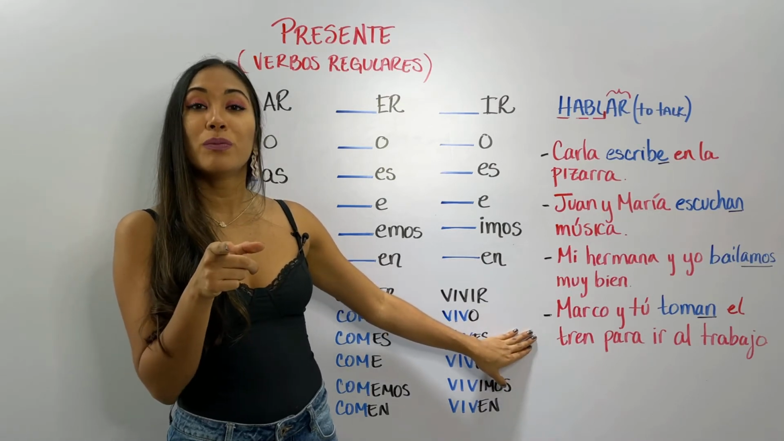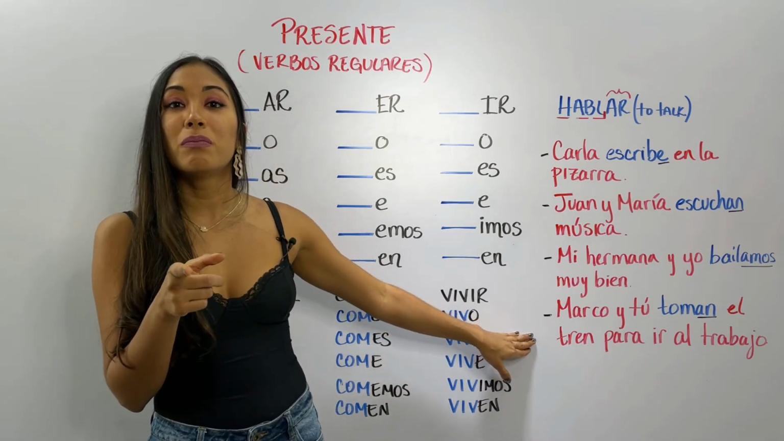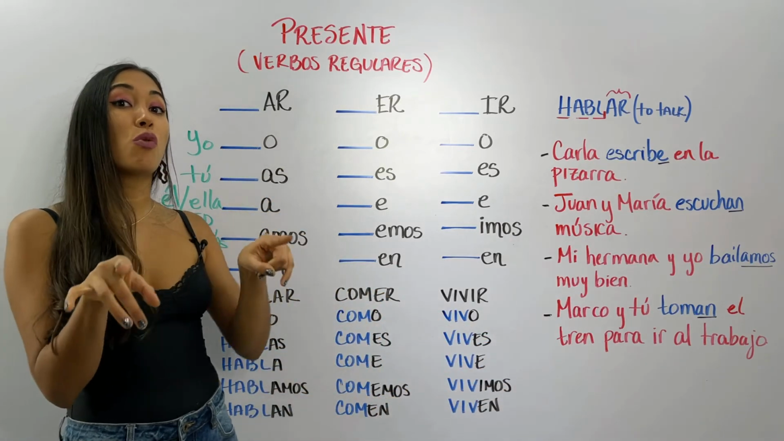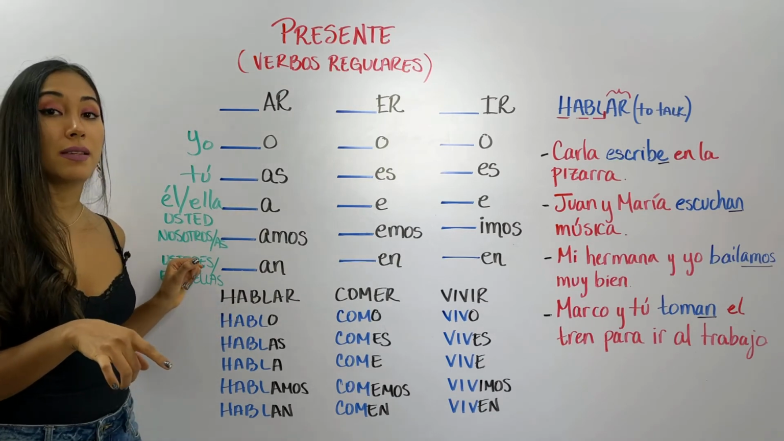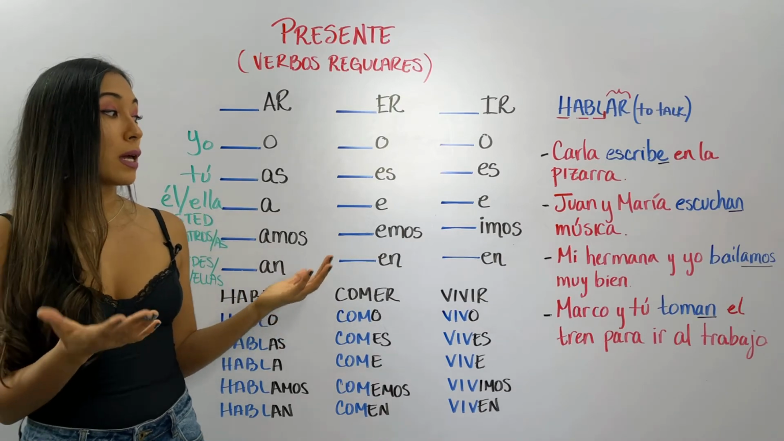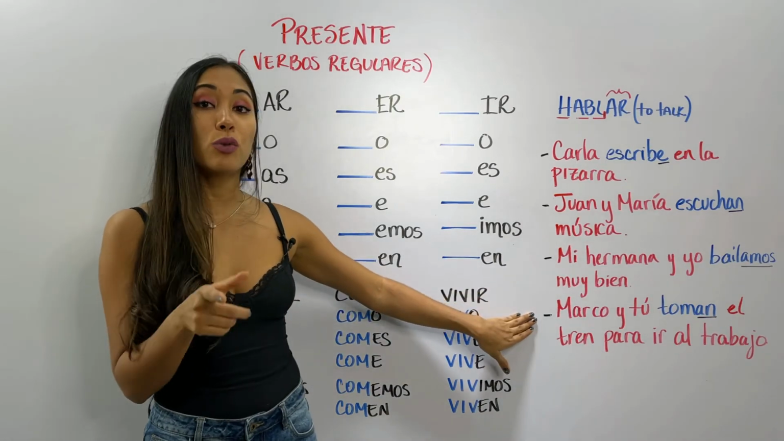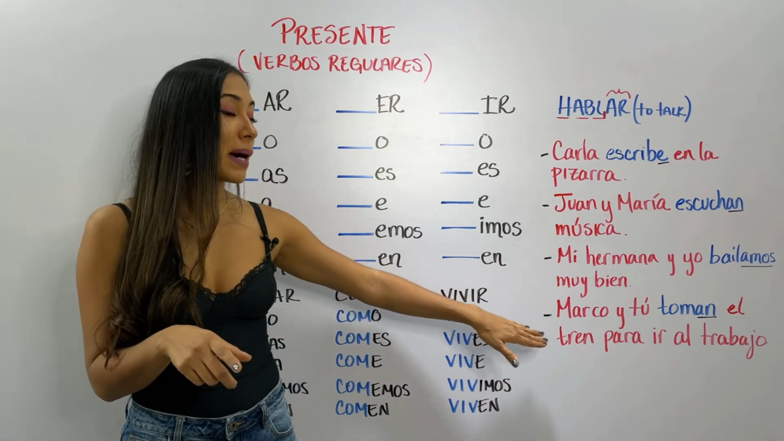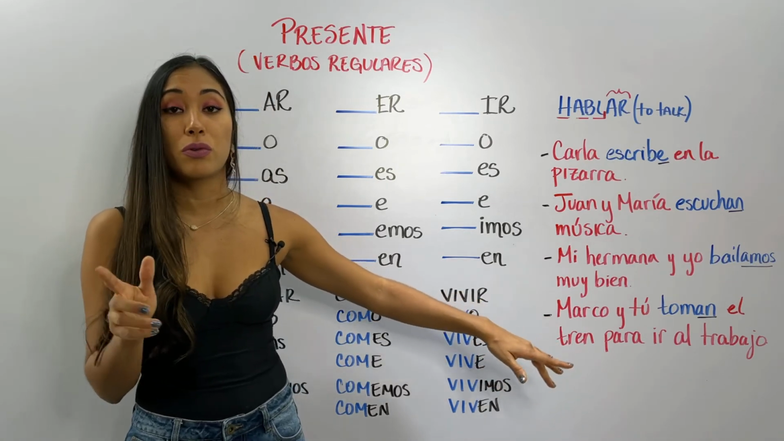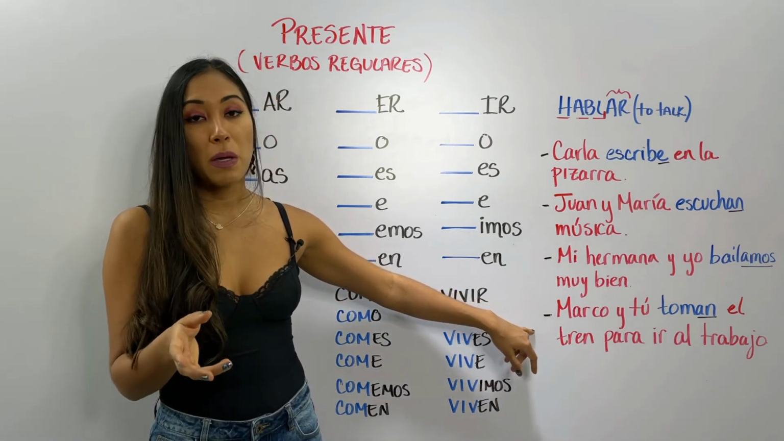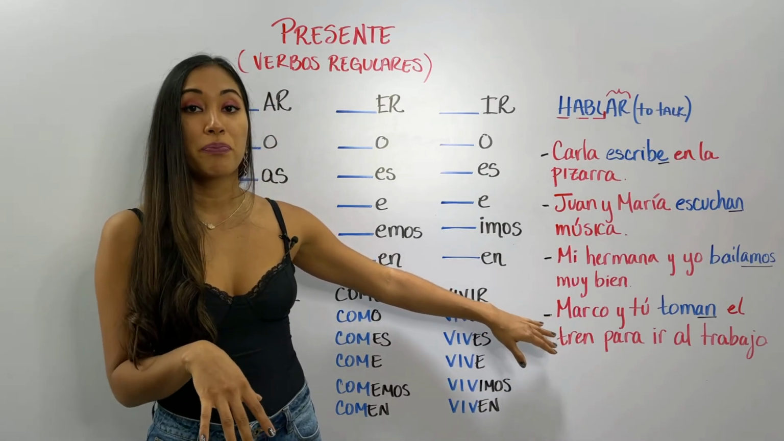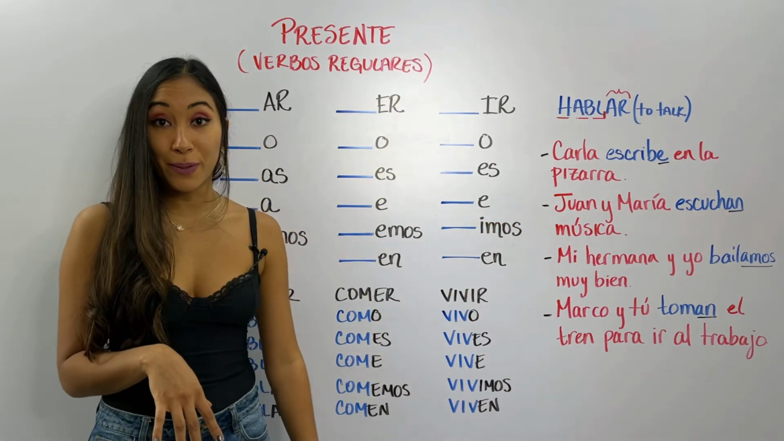Marco y tú, Marco and you, that's what? That's you guys, that's you all. That for us is ustedes. And the one in Spain is vosotros, okay? But not here. So here I would say Marco y tú toman el tren para ir al trabajo. Marco and you take the train to go to work, okay? In Spain it will be Marco y tú tomáis el tren, but that's another story, okay? So, these are the examples.